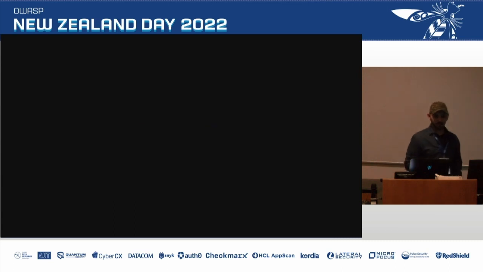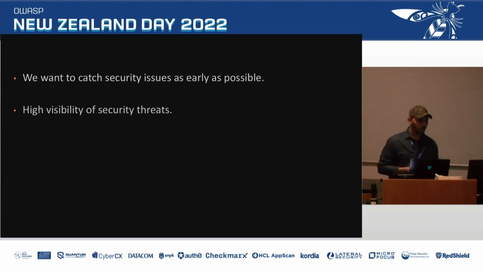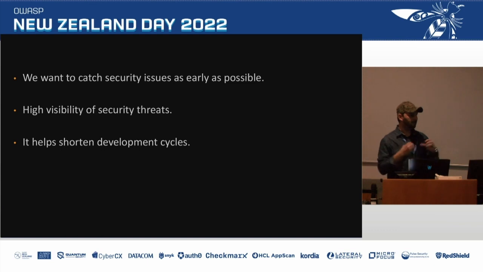Again, why DevSecOps? Well, I talked about it. We want to catch security issues as early as possible. We want to get visibility into other areas of the business or into your DevOps practices to catch security threats early, because without visibility, we are not going to know what is actually happening across your organization. It also helps shorten your development life cycles, and you would wonder how. I'll explain in the upcoming slides where it really shines if you have your security automated.